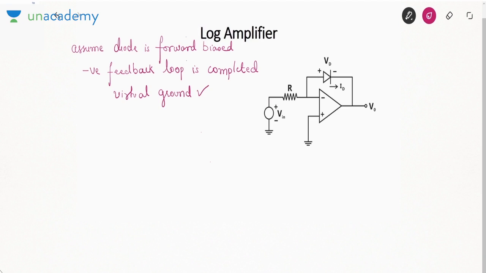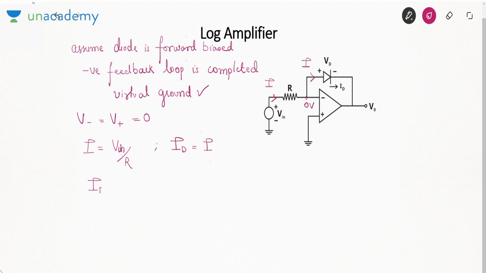Okay. If you apply virtual ground, what you will say? Negative terminal voltage is equal to positive terminal voltage, which will be 0. So this voltage is 0. What is the current then? I will be Vin over R. This current I will also go here, so I can say that the diode current is I.